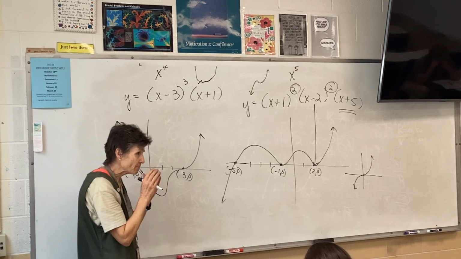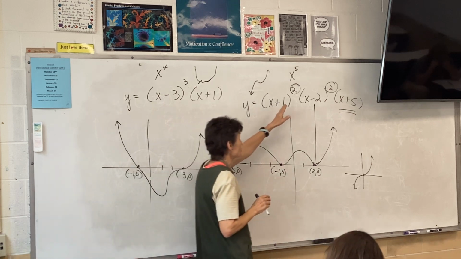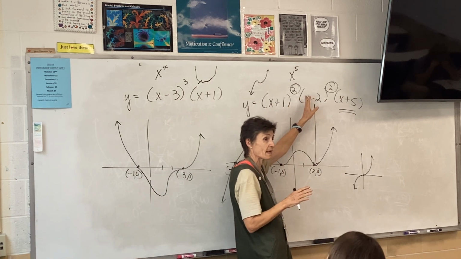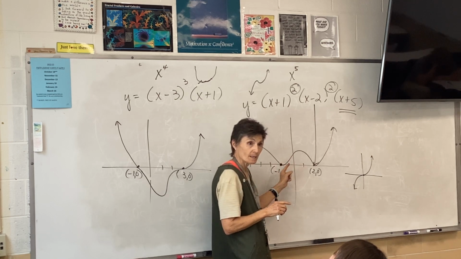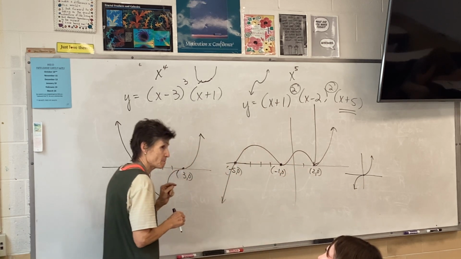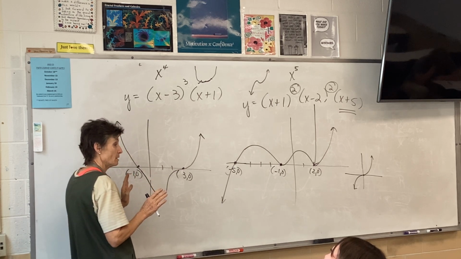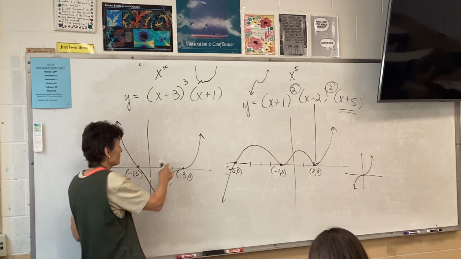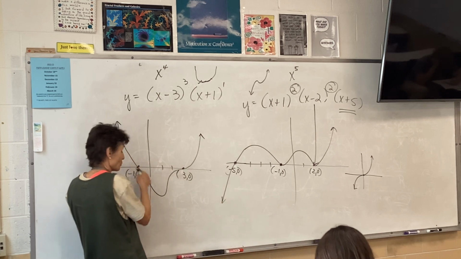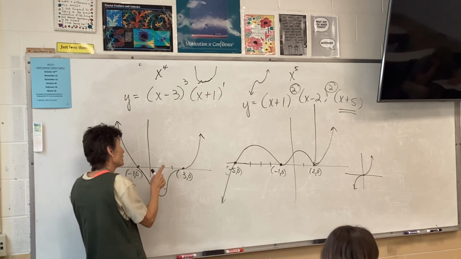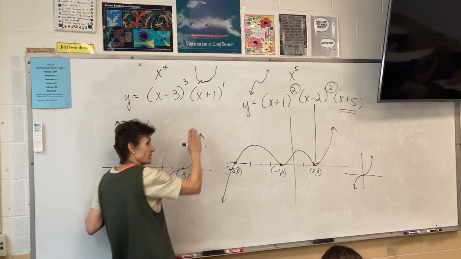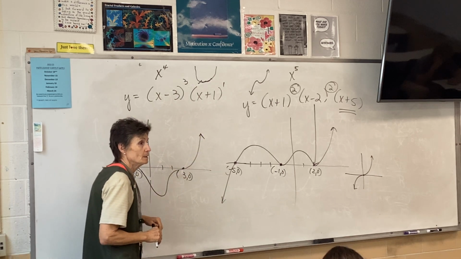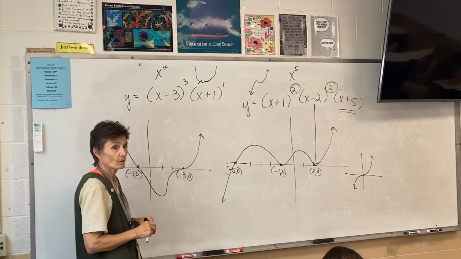Every even exponent, not just squared, but 4th, 6th, every even exponent is going to be a bounce off. Every odd exponent other than 1 just goes straight through. If this is a 1, you just go straight through. But if you're an odd, like a cube, 5, 7, you're going to squiggle your way through that point. It's kind of hard to do.